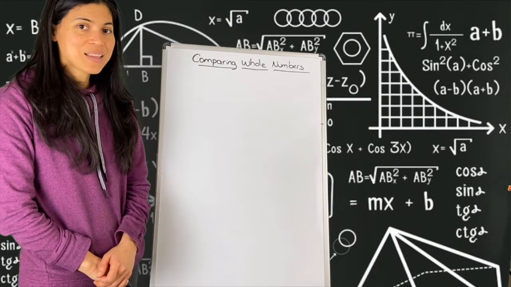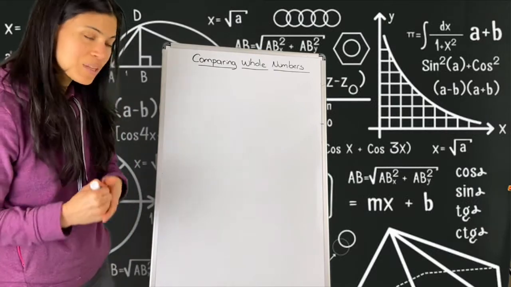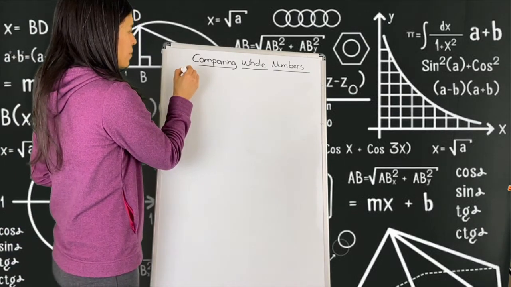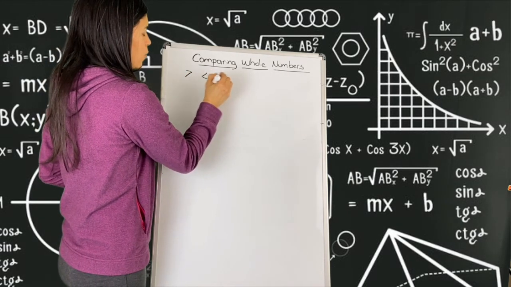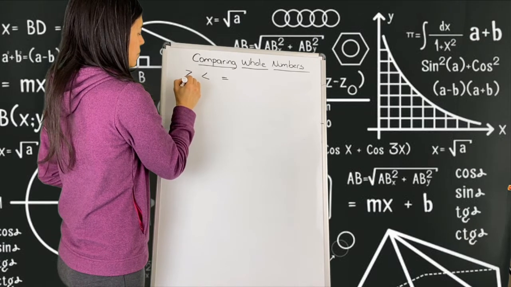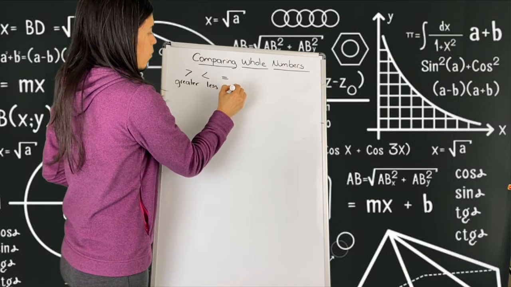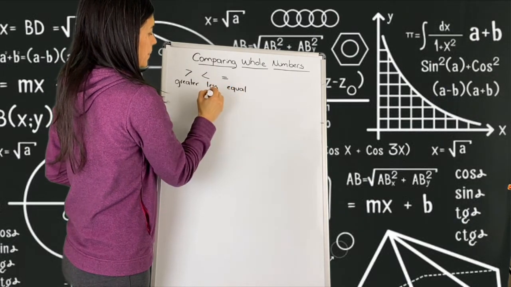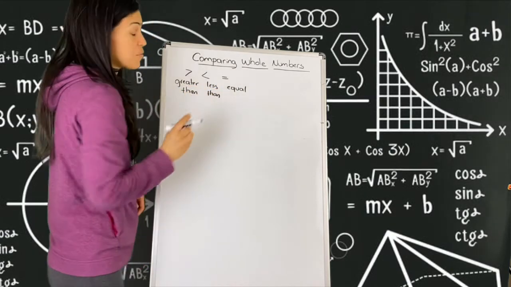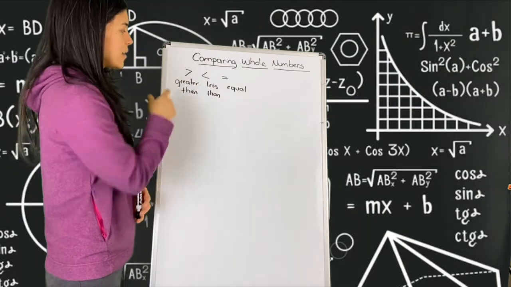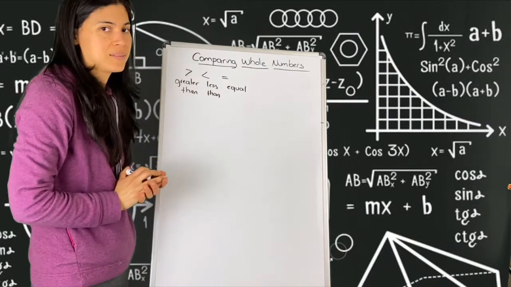So today's lesson is about comparing whole numbers. I'm sure that you remember the symbols that we use to compare numbers: the symbols greater than, less than, and equal. This is the symbol greater, less, and equal. An easy way for me to remember the symbols is to remember the opening of the alligator. Always opens towards the bigger number.